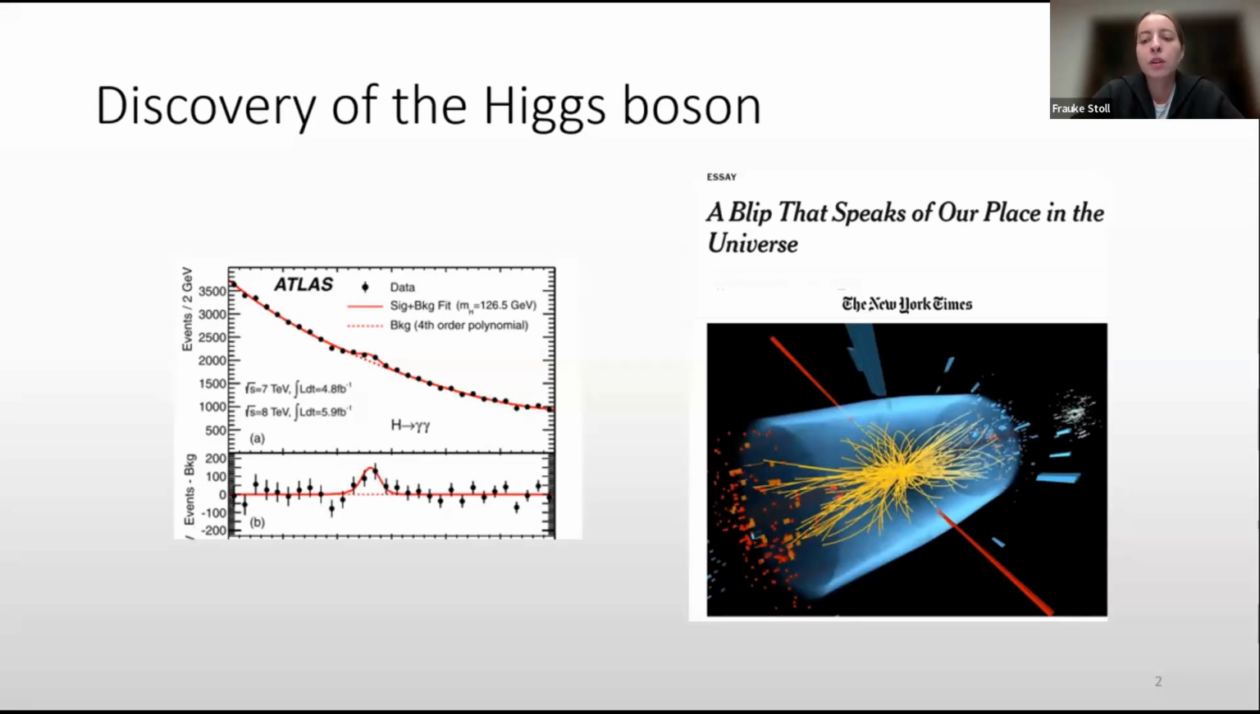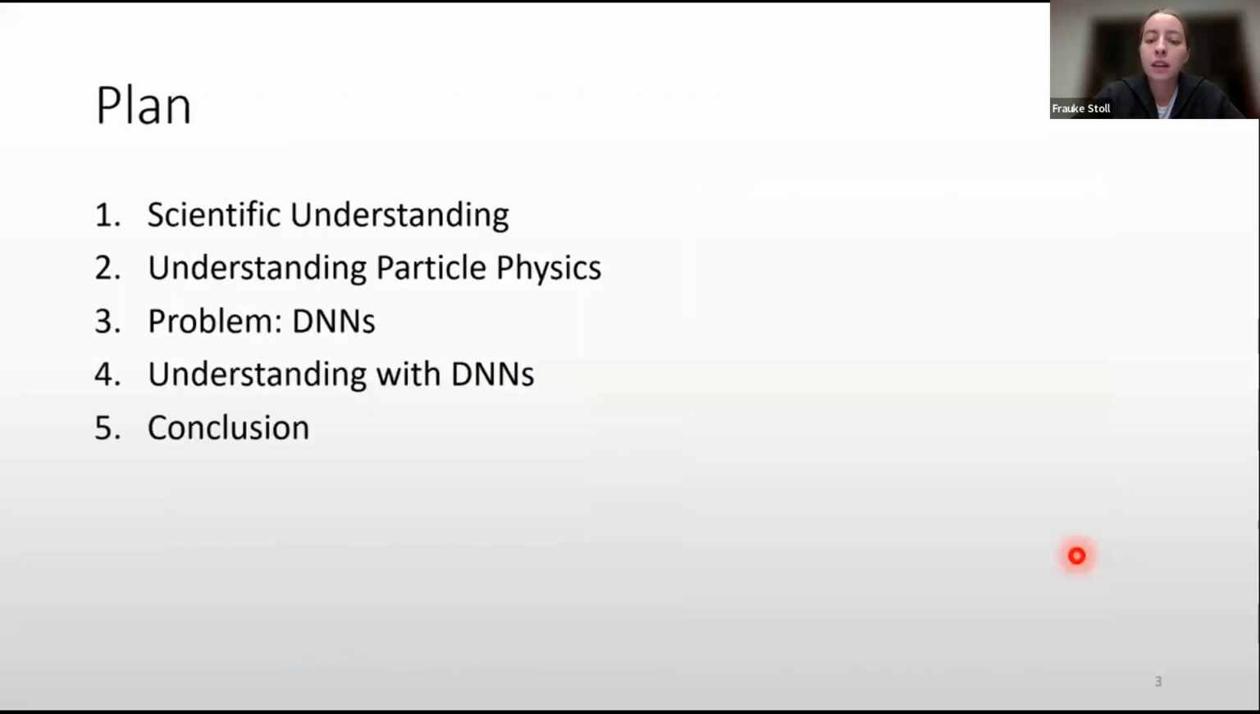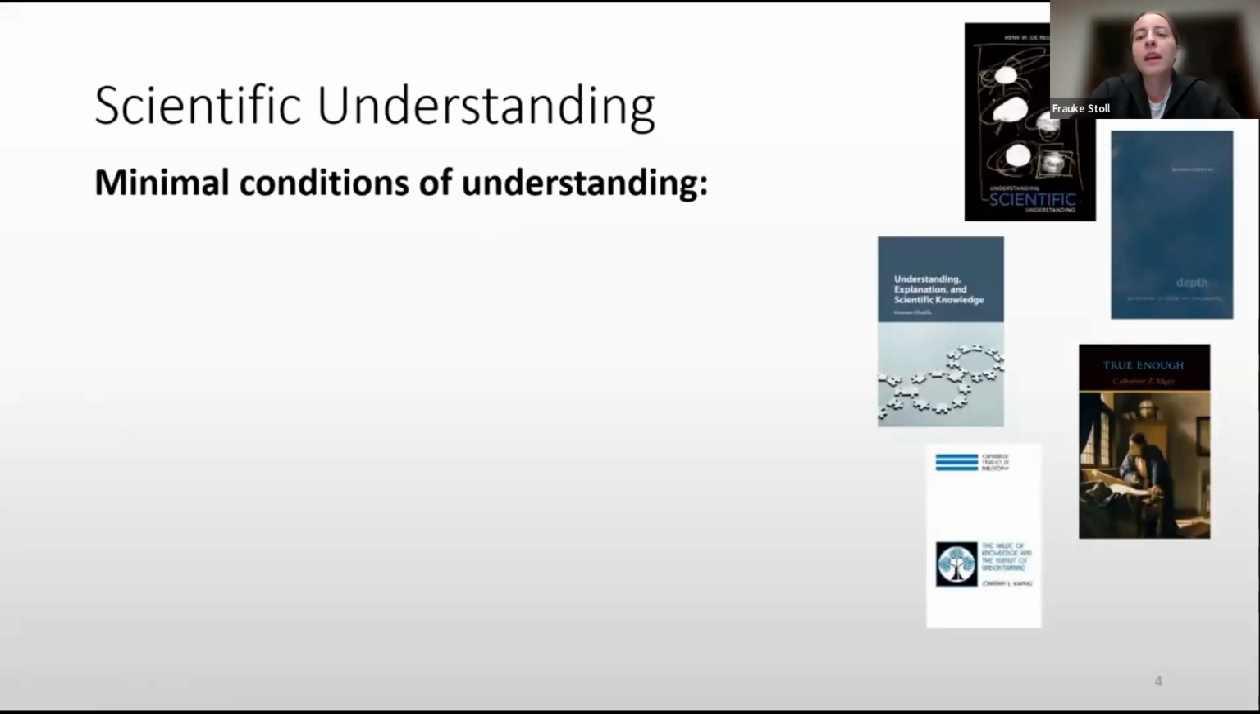And as physicists aim to understand nature, the question I want to talk about today is, can we truly understand particle physics with deep neural networks? And the plan for that is that I'll start by talking about scientific understanding. We'll then talk about understanding in particle physics, so what do particle physicists do to understand? I will then show you how DNNs pose a problem to that. And I will then talk about understanding with deep neural networks. So let's start with scientific understanding.